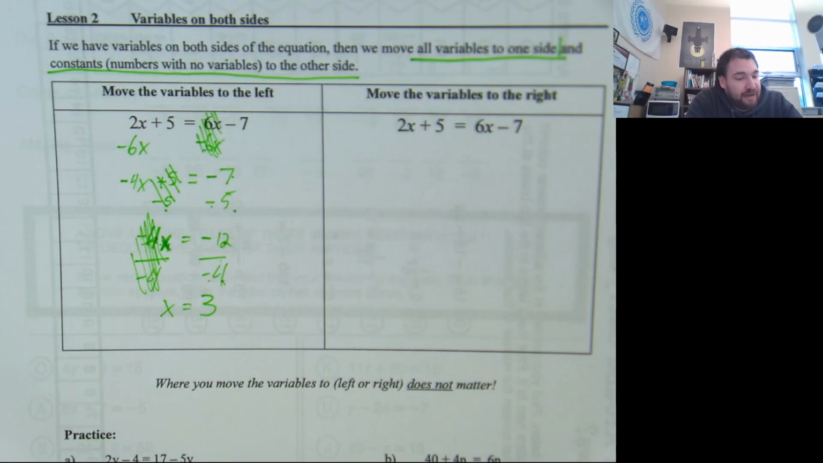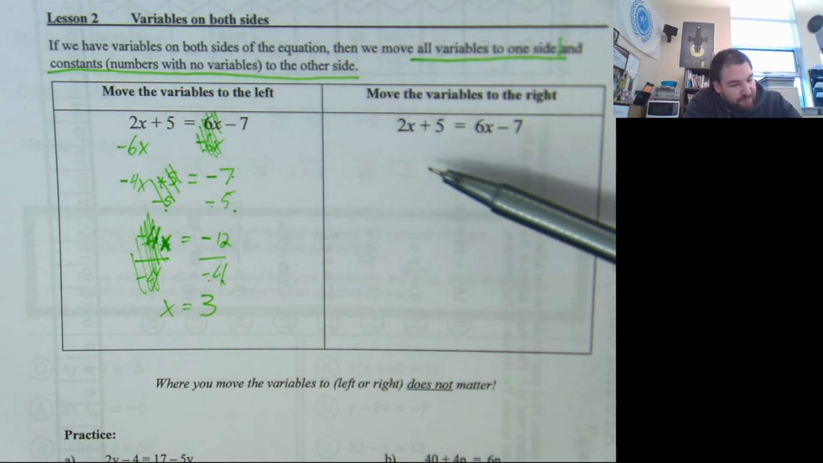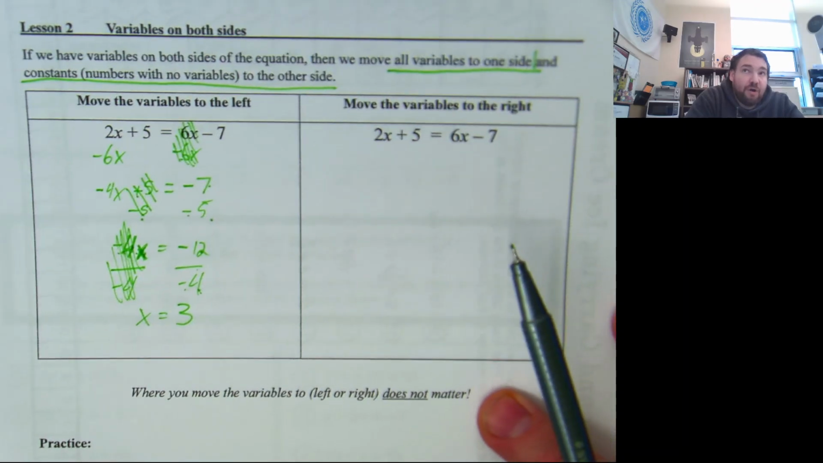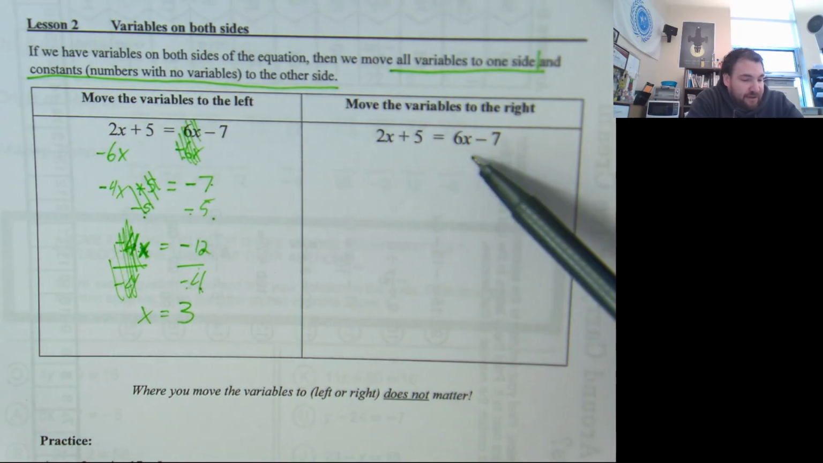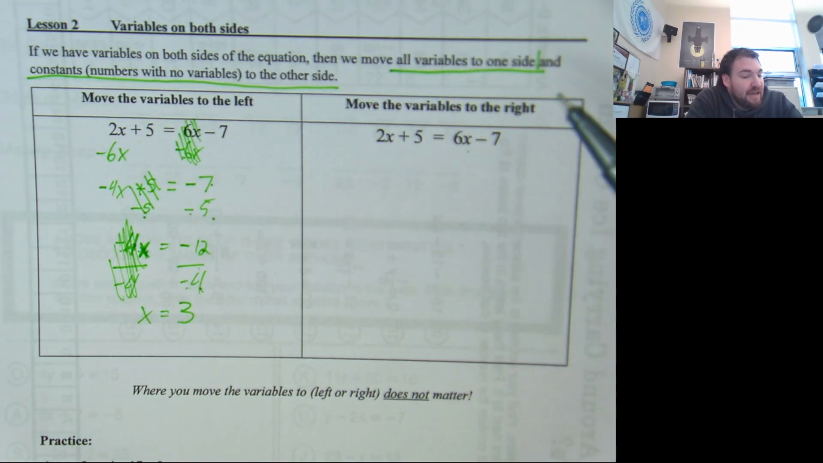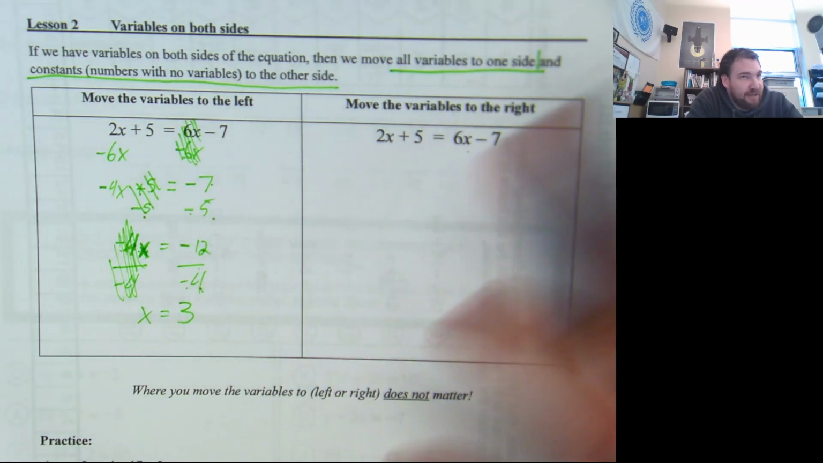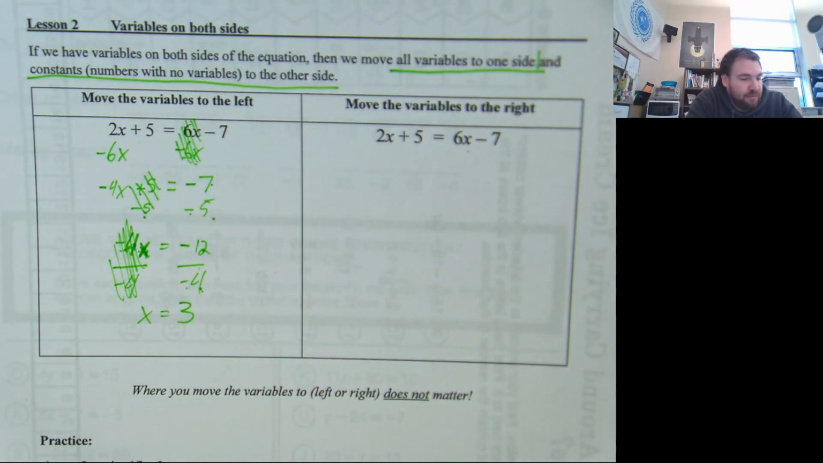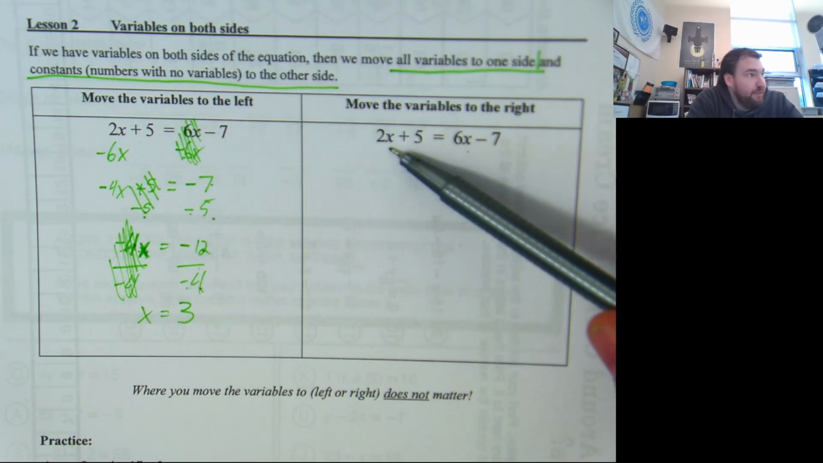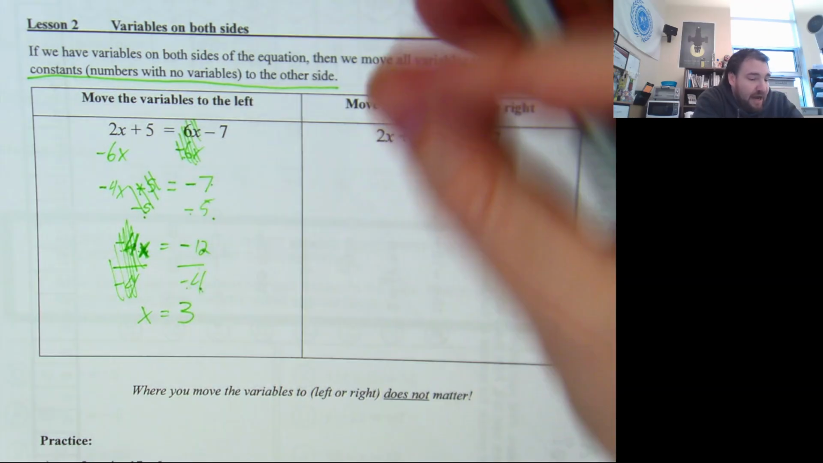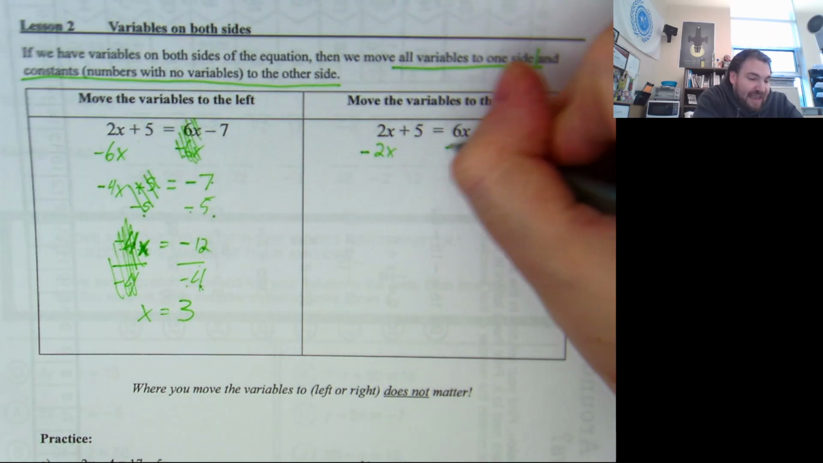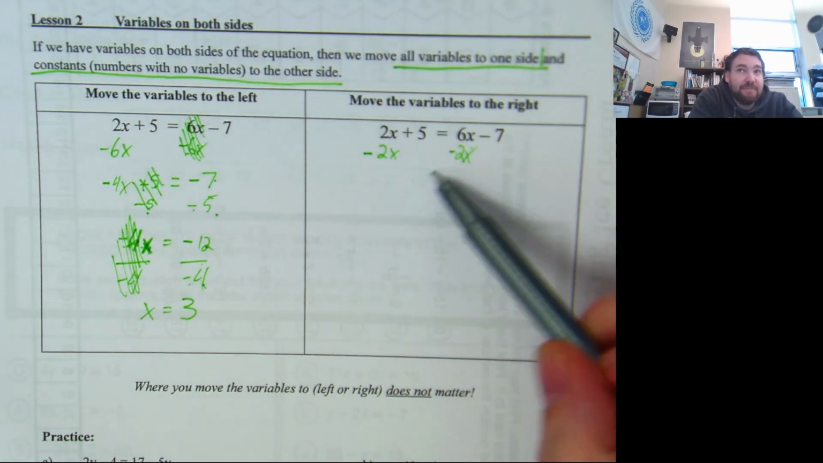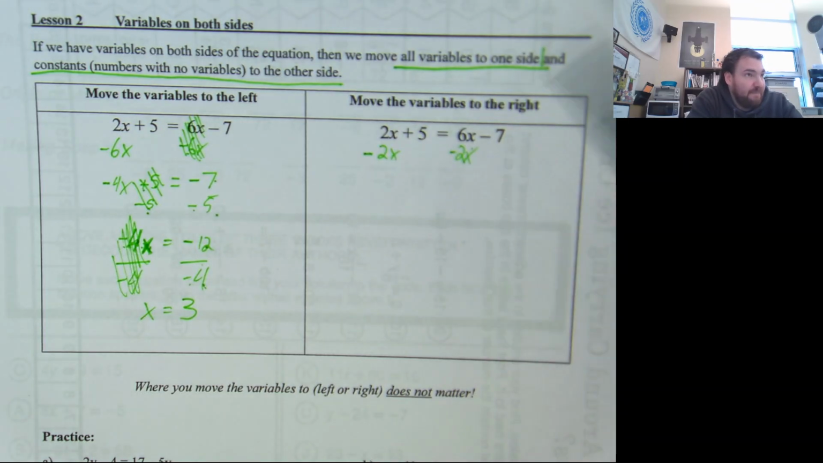Here's the other way. Instead of moving everything to the left, let's move everything to the right. So over here, I've got 2x plus 5 equals, and then on the right-hand side, 6x minus 7. If I want to take all my variables and drag them kicking and screaming to the right side, how am I going to get rid of this 2x? It's positive, so yes, Dakota and Ethan. I'm going to go negative 2x on both sides. And stack your work. Like I'm trying to demonstrate here, a technique. Yeah. Mimic me.